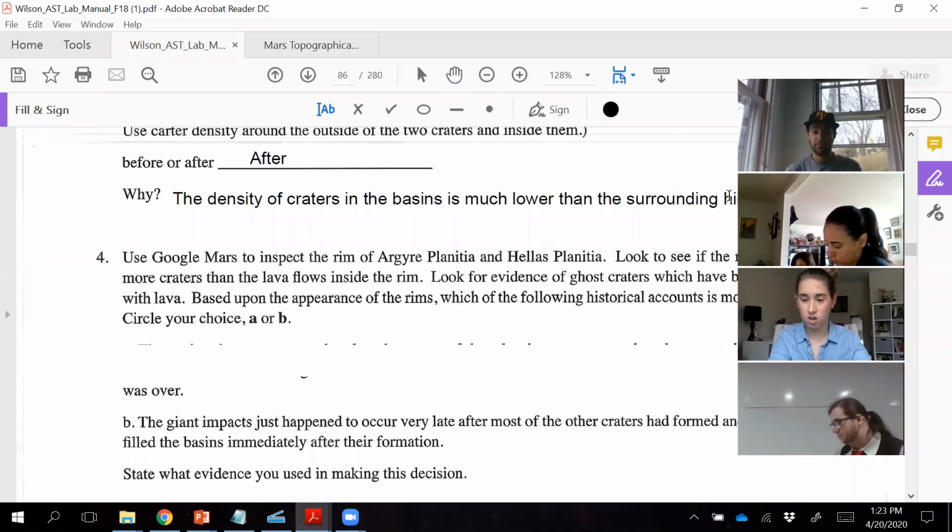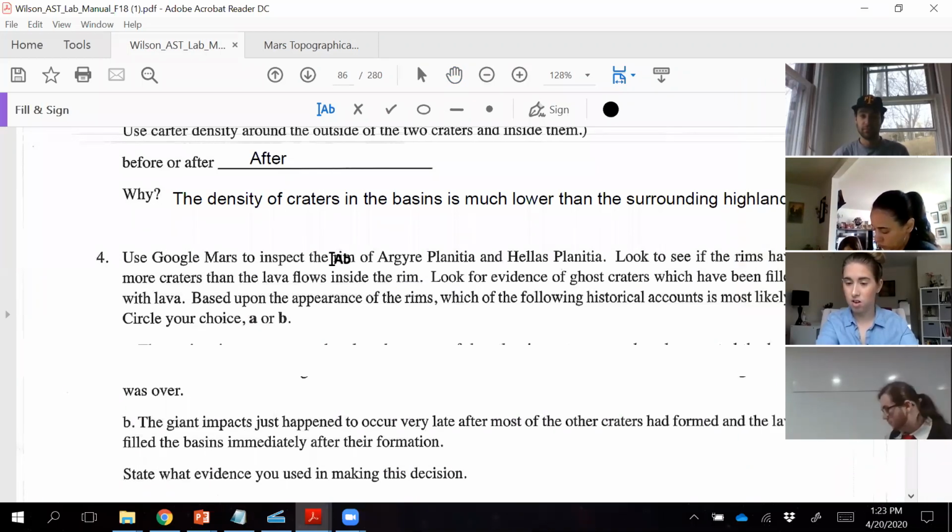Using the Mars map, inspect the rim of Aguirre Planitia and Hellas Planitia. Look to see if the rims have more craters than the lava flows inside the rim. Look for evidence of ghost craters which have been filled with lava. Based on the appearance of the rims, which of the following historical accounts is most likely?